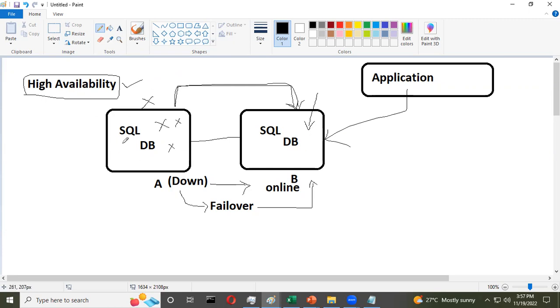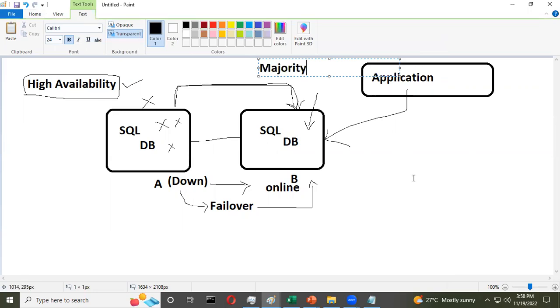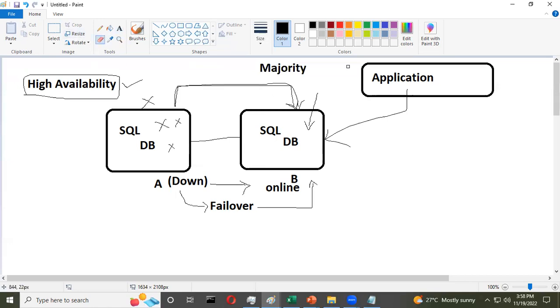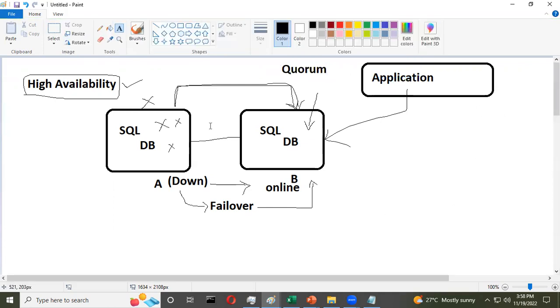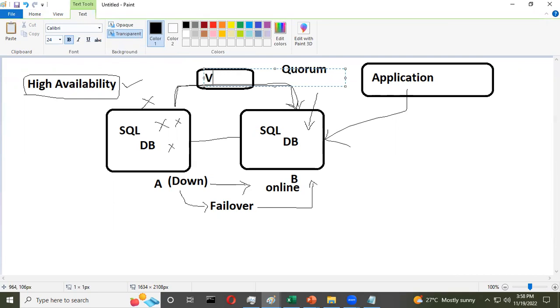So you are able to fail over without any manual intervention. I mean, your application system should be able to fail over without any manual intervention. So when can it fail over? If you have a majority vote, then only. I'll mention here the actual terminology as quorum. If you maintain a proper quorum, then only this will fail over. So you should have another vote in between, another vote, anything you can consider as another vote.